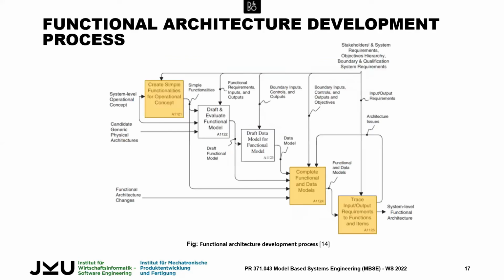Okay, another author says to create a simple functionality for the operational concept. So from the operational perspective, you are supposed to describe your functions and allocate them, and complete function and data models. This more or less covers both software development and mechatronics development. Then trace input-output requirements for function and item. So these are the three steps.